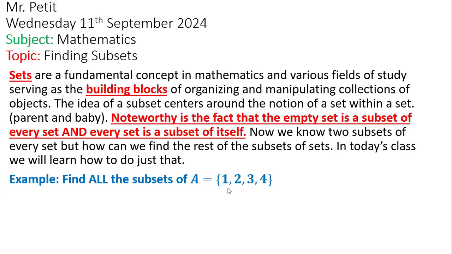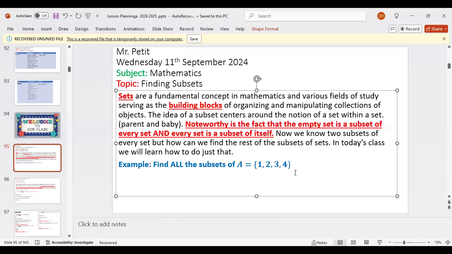Okay, so now we need to figure out all of the subsets of A. We know two, right? Give me the first two that you know already. The empty set, so that's one. And what's another one that you know? All of the elements that are in the set. The set itself. So these are the first two subsets of the set.